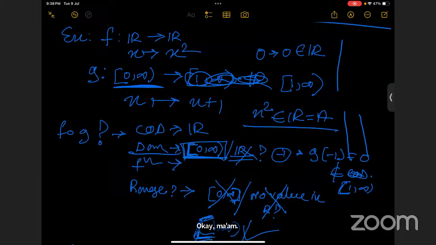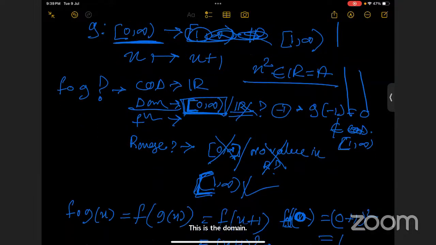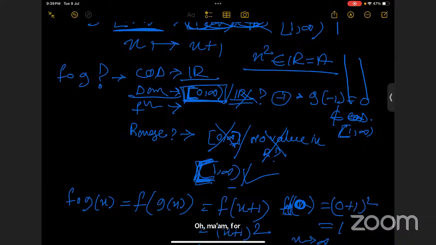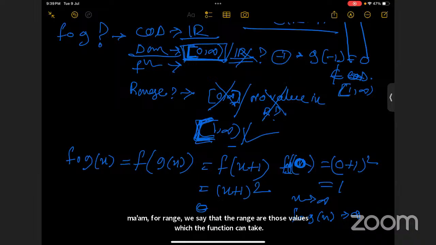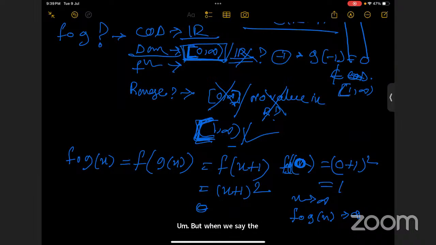And this is the codomain, 1 to infinity. Sorry, this is the range. And this can be a codomain. Also, the whole real line can be a codomain, and 0 to infinity is also a codomain. Ma'am, for range, we say that the range are those values which the function can take. But when we say the composition f o g, that means our new function became f compose g.